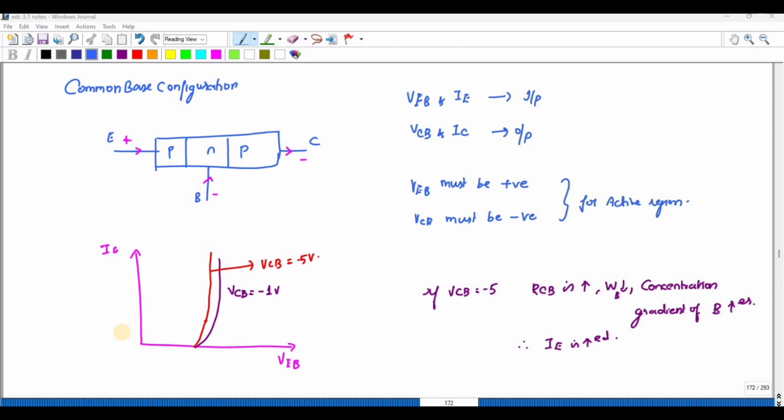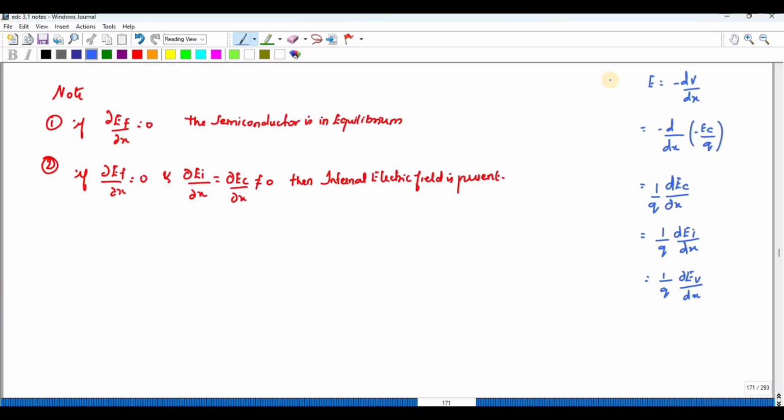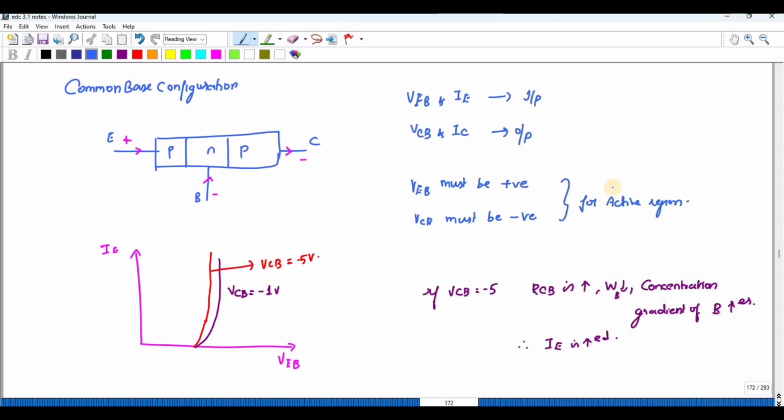So I can write the current gain alpha is equal to IC by IE. The output current is the collector current and the input current is the emitter current. Usually the alpha value is very close to one, in the range of 0.99.